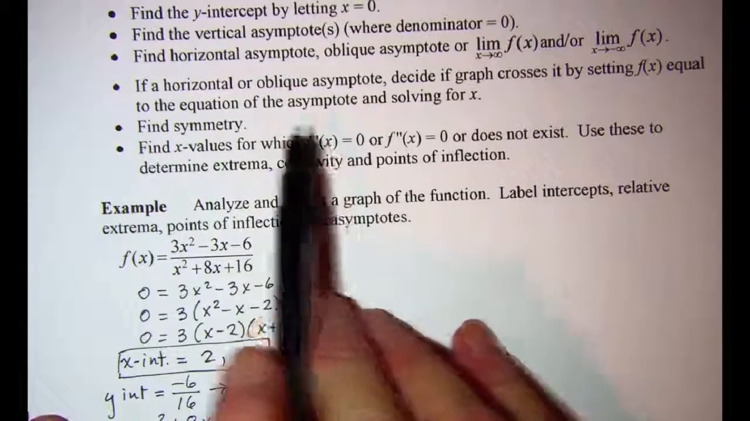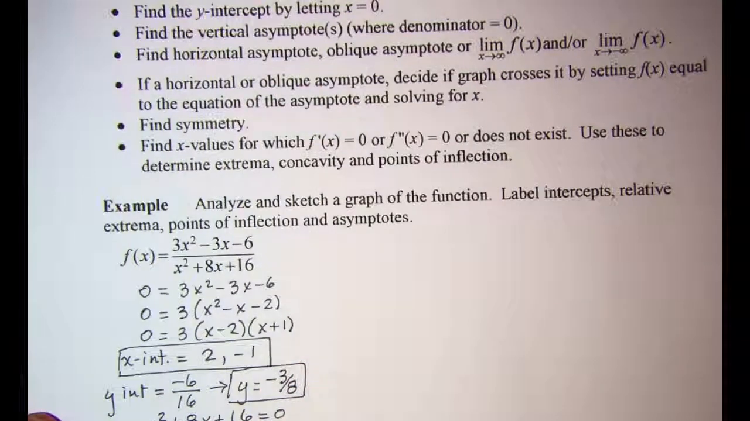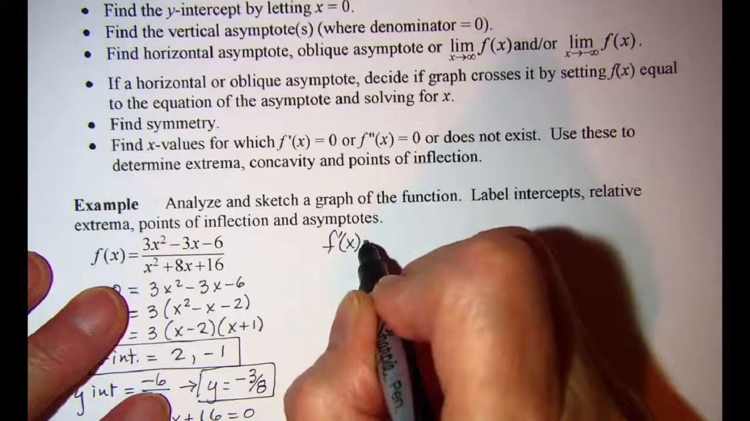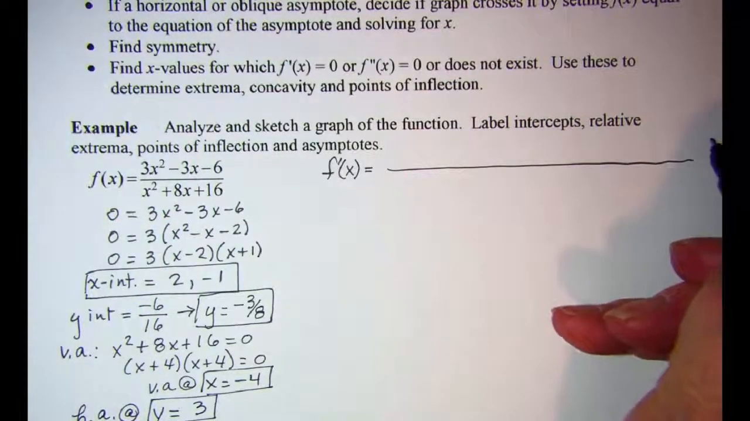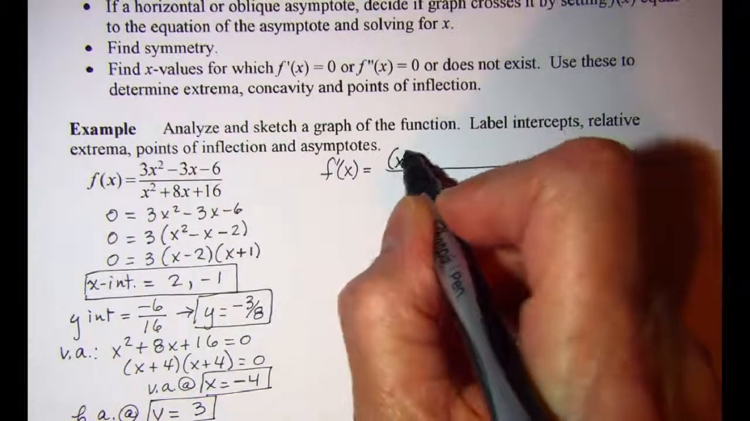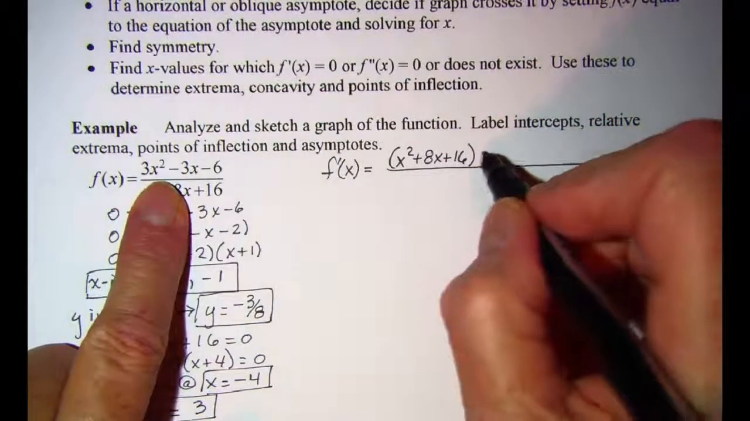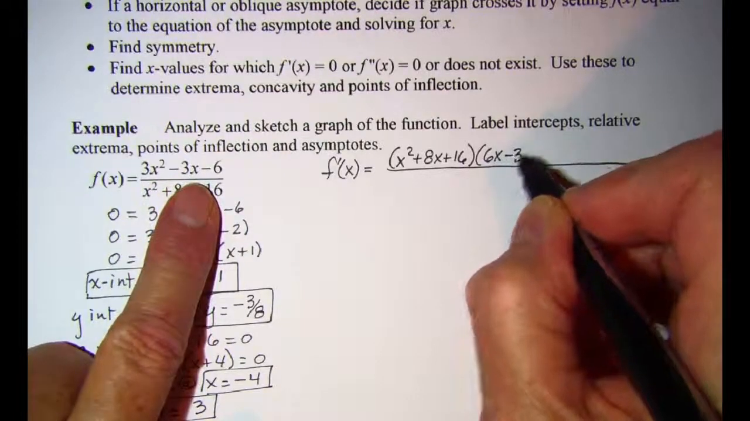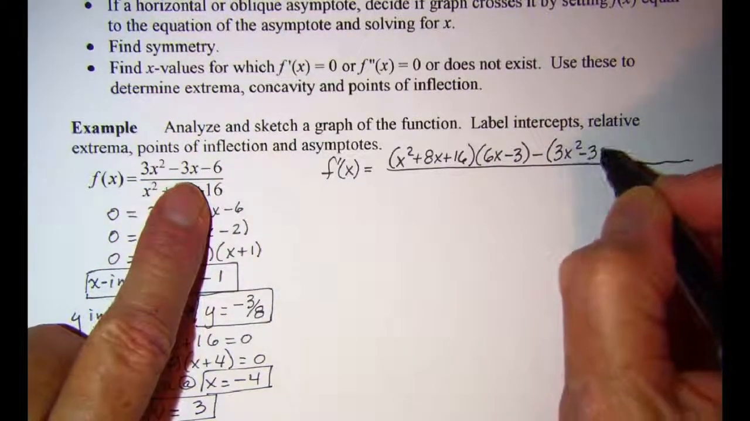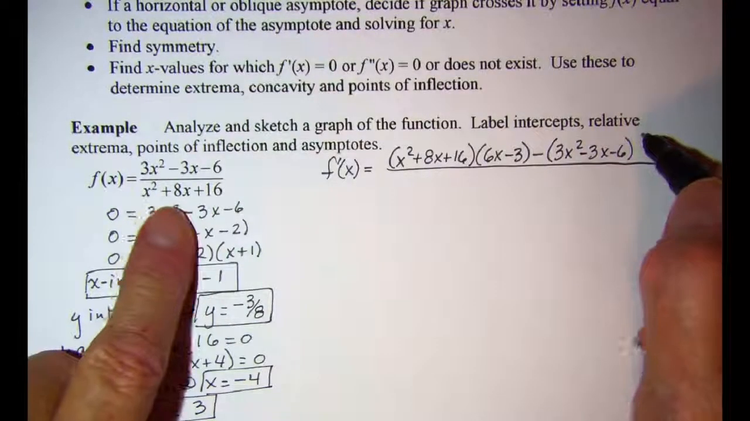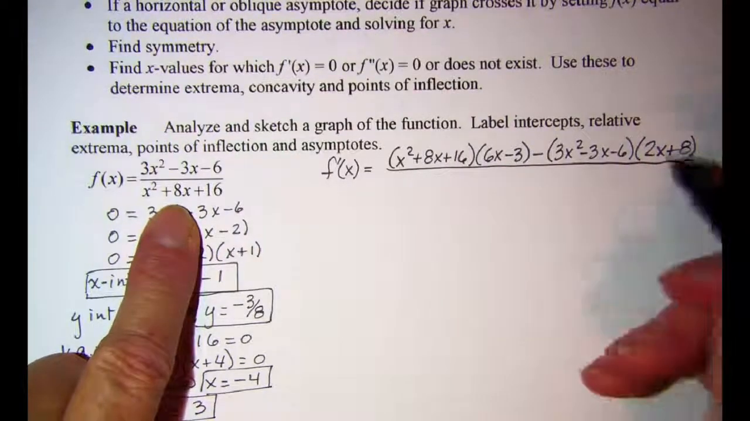My next step is find my extrema, concavity, points of inflection by checking my first derivative and my second derivative. Do first derivative. We have the denominator times the derivative of the numerator, subtract the numerator times the derivative of the denominator, over the square of the denominator.